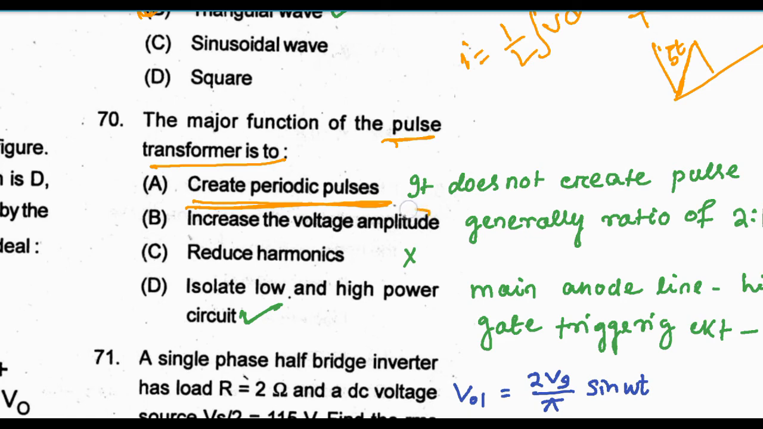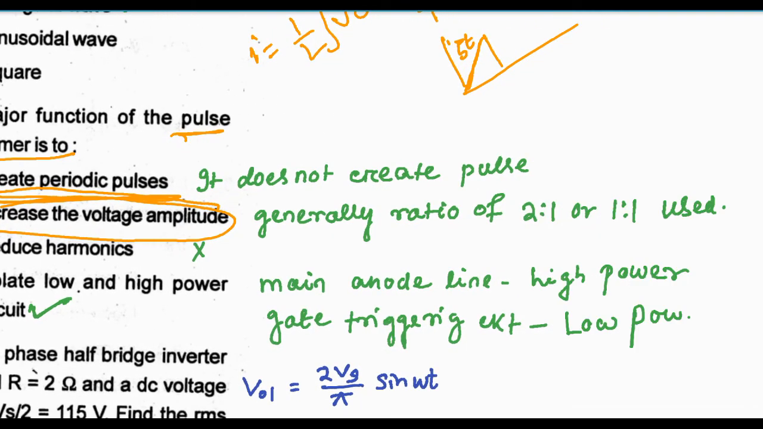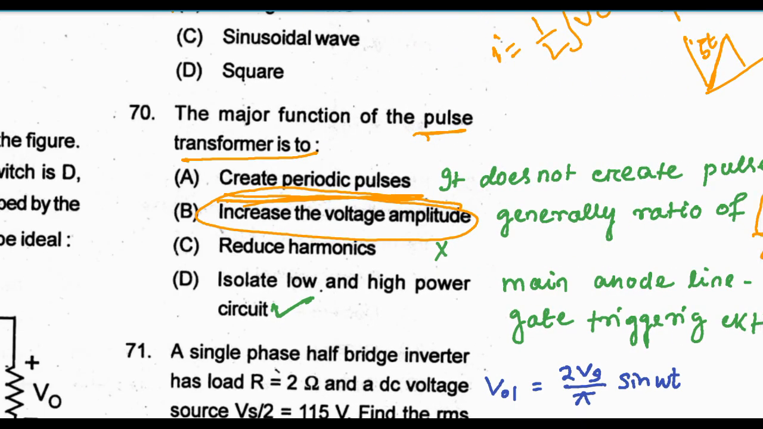This may be true, option B may be true, but generally the ratio of pulse transformers is 2:1 or 1:1. That means step down or 1:1, that means equal value. Primary and secondary have equal value. So increase in voltage amplitude is also wrong. And next is reduce harmonics. This is purely wrong. So here option D is the correct answer.